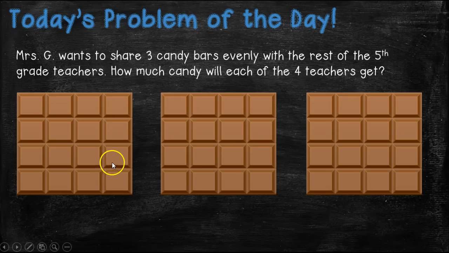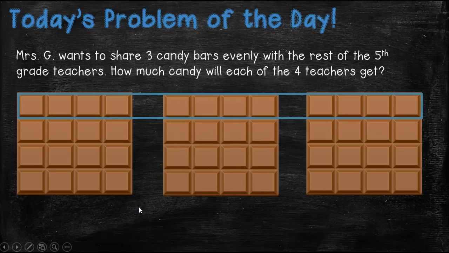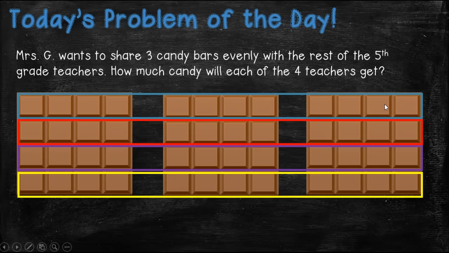So here we have 3 candy bars, and now I need to split each of these candy bars amongst 4 different teachers. So here we have 1 teacher, a 2nd teacher, a 3rd teacher, and a 4th teacher. So now we have 3 candy bars split evenly among 4 teachers. So what kind of division problem does this show? Well, this shows us 3, because we've got 3 candy bars, divided by 4, or 4 teachers.